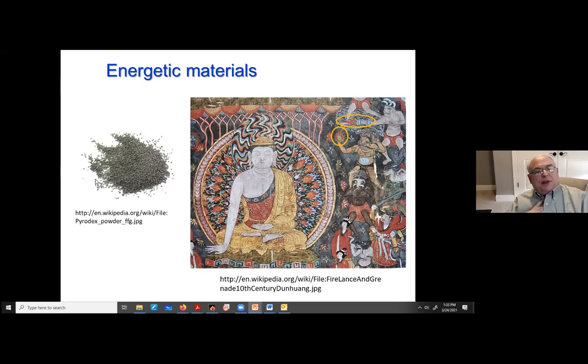Gunpowder is what's called a low explosive. If I take this gunpowder and stick a match to it, it'll catch fire and fizzle around, but it won't blow up. If I confine it in a tube like a firecracker, it will blow up. I'm going to be talking about high explosives. High explosives use shock waves, and they'll blow up regardless of having any kind of containment.